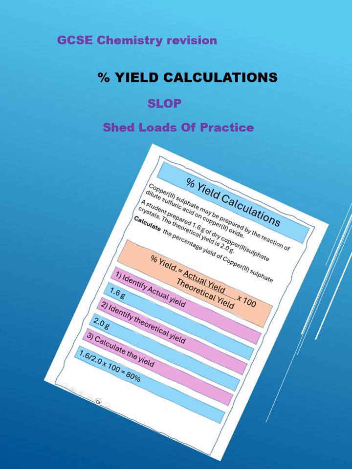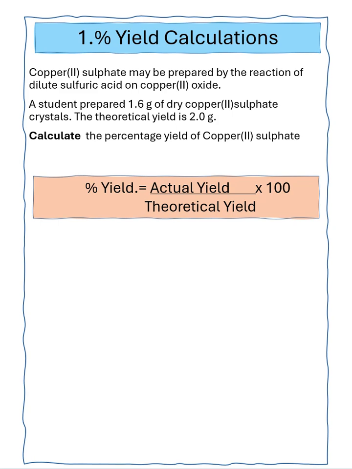Let's dive straight in. Question 1 says copper sulfate may be prepared by the reaction of dilute sulfuric acid on copper oxide. A student prepared 1.6 grams of dry copper sulfate crystals. The theoretical yield is 2.0 grams. Calculate the percentage yield of copper sulfate.